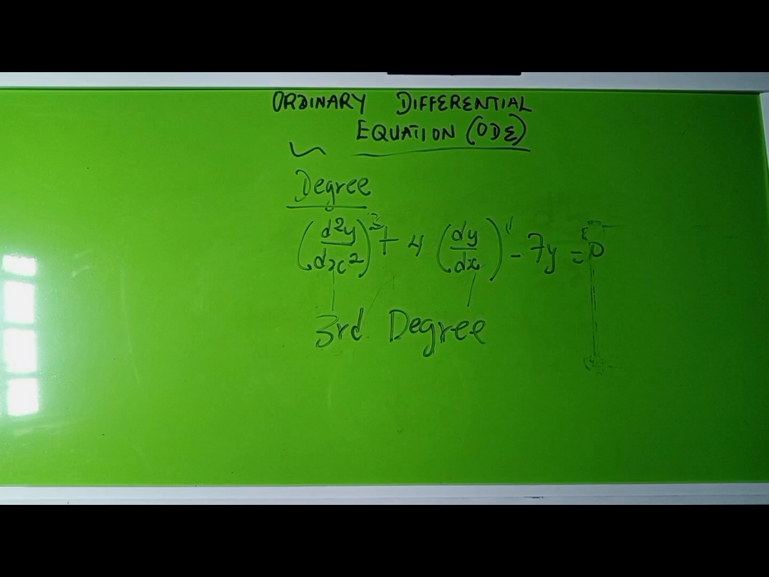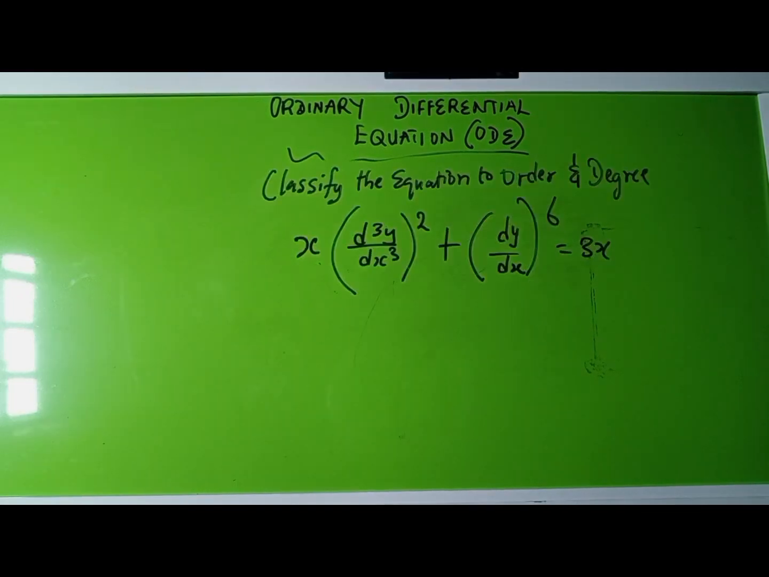So you've known what an order is and what a degree is. Now we are giving an example, and the example says: classify the equation by order and degree. On our previous contents, I've told you what an order is and what a degree is. Now, what is the order and what is the degree in the equation?